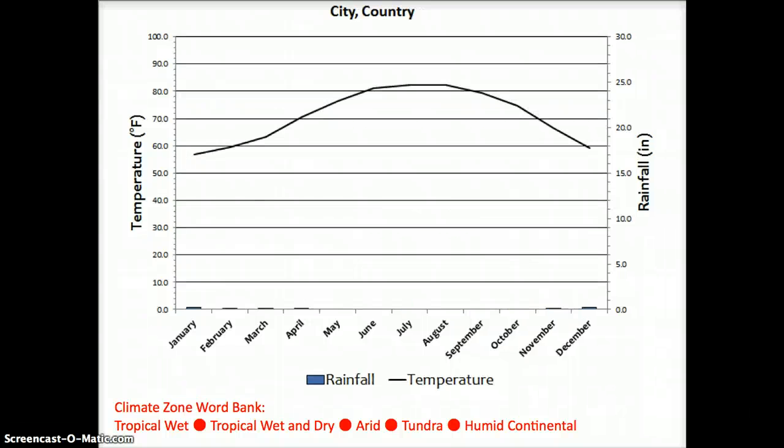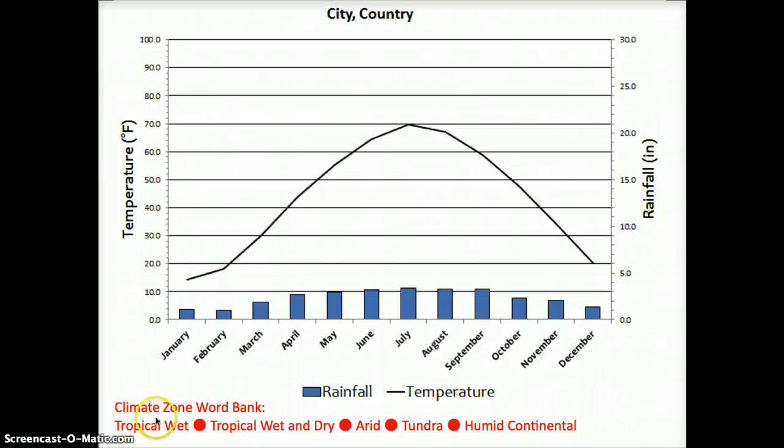Here's another one. We'll start with temperature this time. You can see this is a place that is warm throughout the year, between the 50s and the 80s. And so we could have tropical wet and dry, or arid. Tundra and humid continental are disqualified. Now we're going to look at precipitation. If you look along the bottom, you can see this is a location that gets very little precipitation. And so when you combine those two factors, this is a clear example of an arid climate.